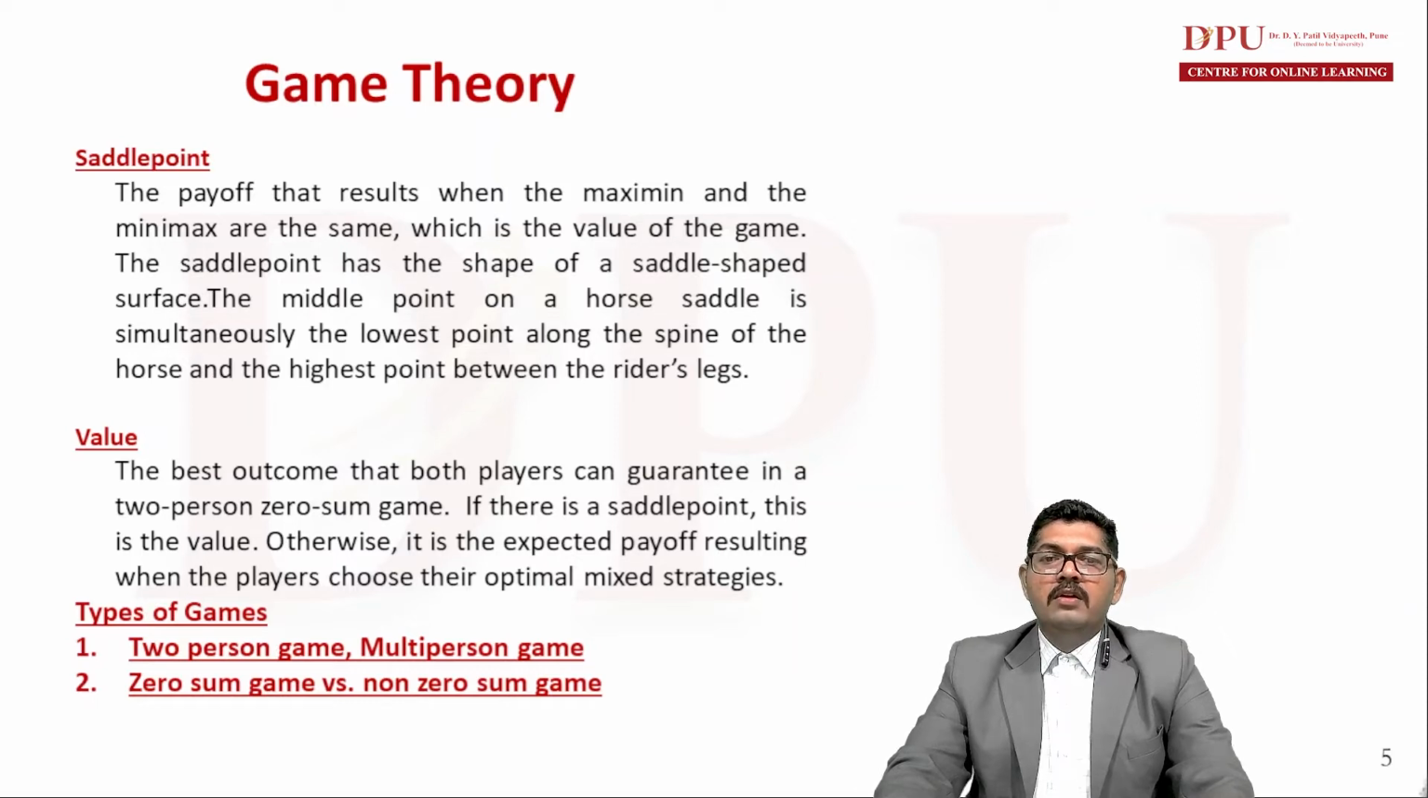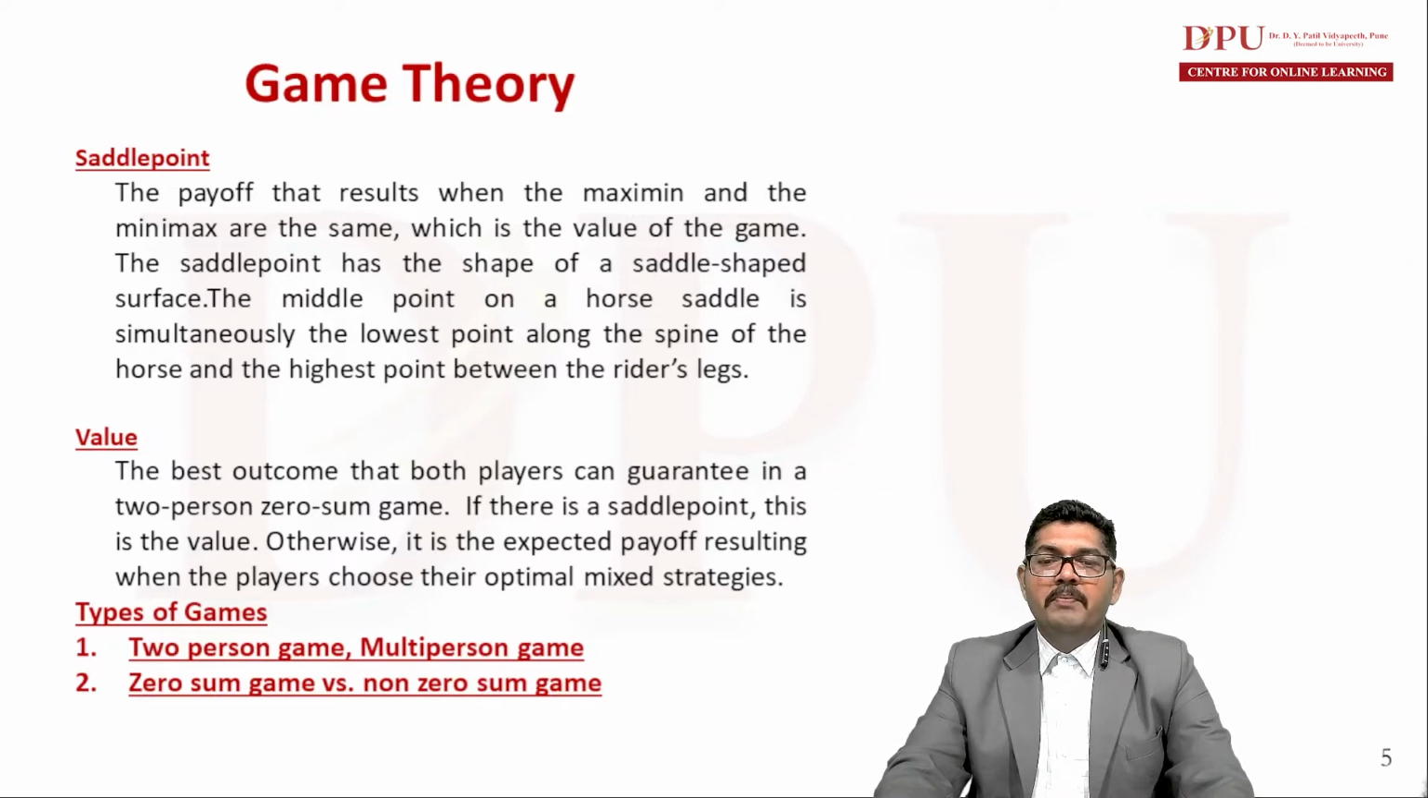of the game. The saddle point has the shape of a saddle-shaped surface. The middle point on a horse saddle is simultaneously the lowest point along the spine of the horse and the highest point between the rider's legs. So therefore it is called a saddle point. Value: the best outcome that both players can guarantee in a two-person zero-sum game. If there is a saddle point, this is the value.